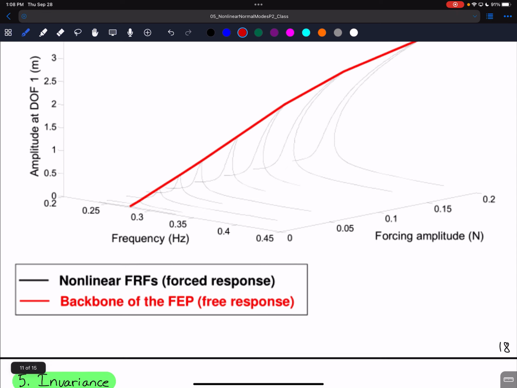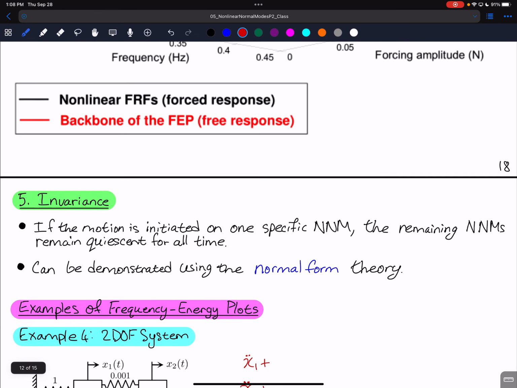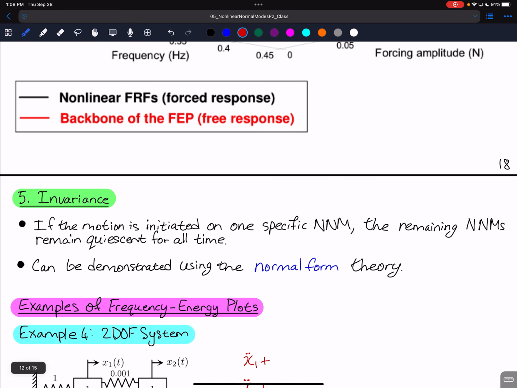Okay, we got one more property, which I'm just going to state right here. These nonlinear normal modes are invariant. That means that if you initiate the motion on a specific NNM, the remaining NNMs will remain quiescent for all times, in the sense that if you excite only a single nonlinear normal mode, and again we're thinking of without damping here, then all the other ones don't respond at all for all time.